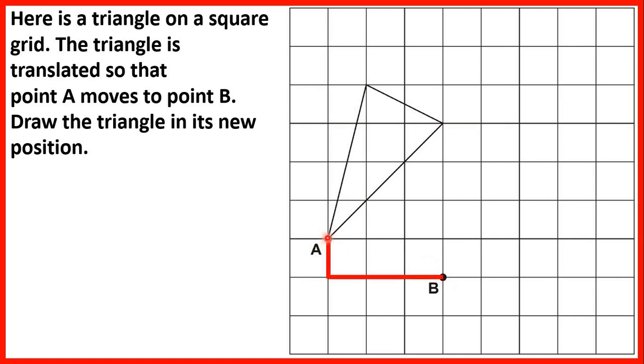So to get from point A to point B, we can see that we go down one square and then 3 squares to the right. So we can do the same for our other corners as well. So here we go down 1 and then 3 to the right. So we'll have a corner here in our translated shape. And then for this corner, if we go down 1 and across 3, this corner will move to here. So then all we need to do is join up our points and we've translated our triangle.